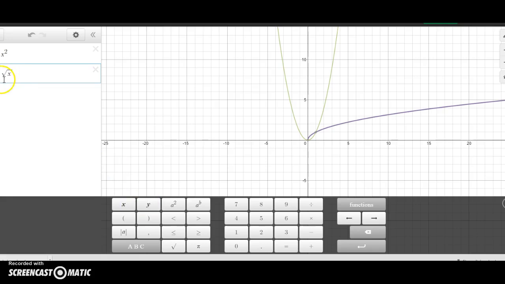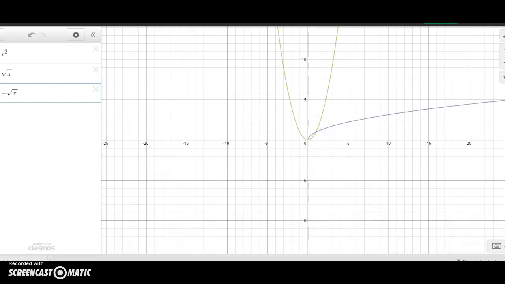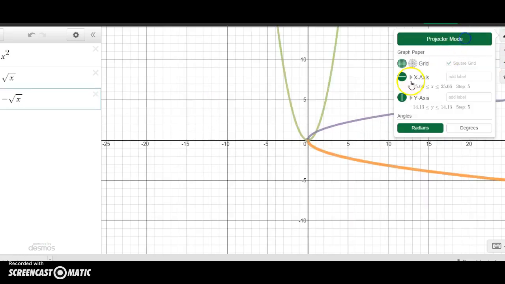Now, I don't know how to do this, so I'm just going to do it two different ways. I'm just going to add another item right now, and I'm going to add minus root x. Together, pretend this is the same color. I think I can make it the same color. Let me see. No, just make it disappear. Together, they turn into plus or minus root x.